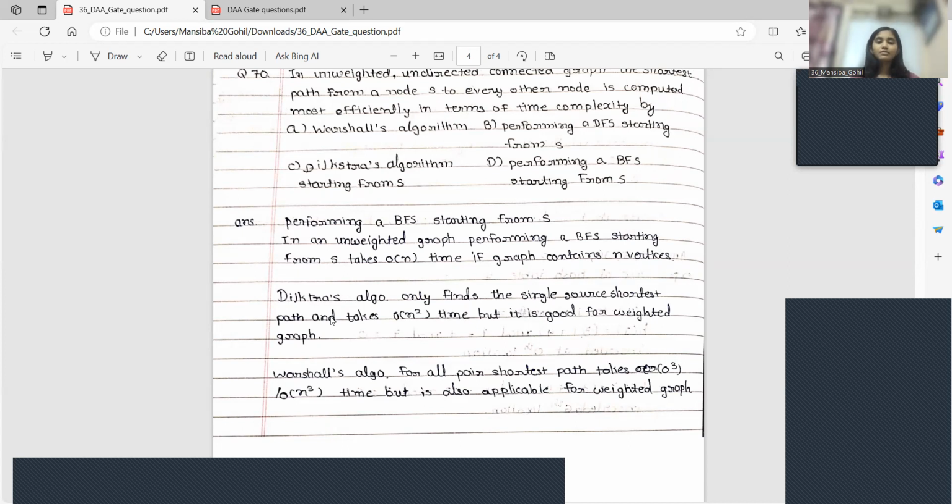Performing a DFS will again give us a time complexity of n raised to 2, which is still more than BFS, and we need to find the complexity which is most efficient. So we need to find the lesser one, the least one. And here we can see that BFS has the least complexity out of all. So the correct answer will be D, performing a BFS starting from S node. So thank you all. That would be all from my side.